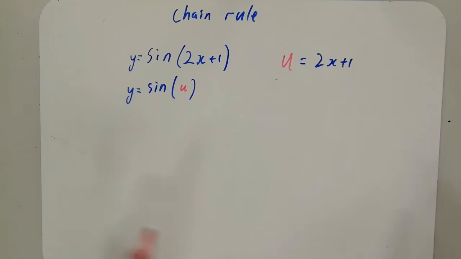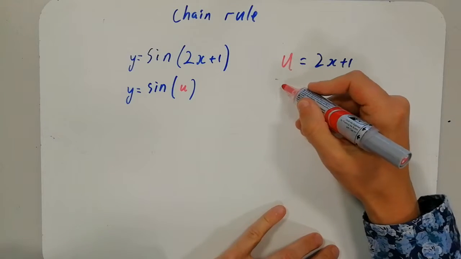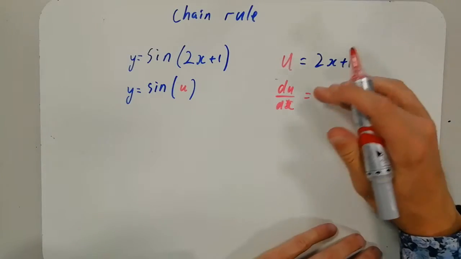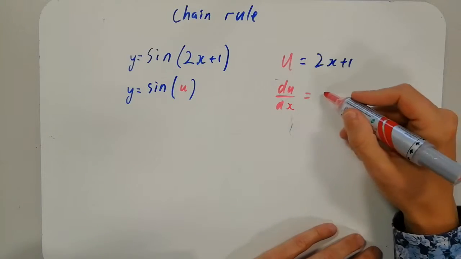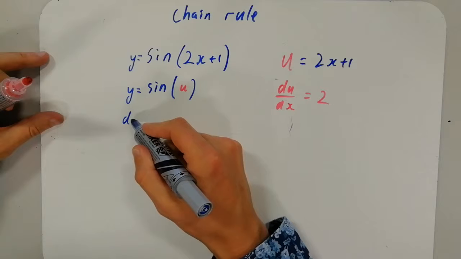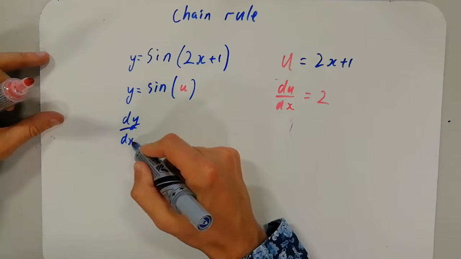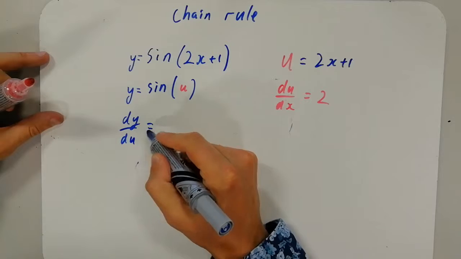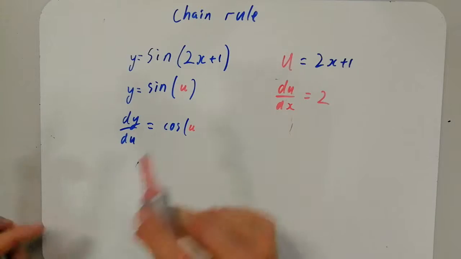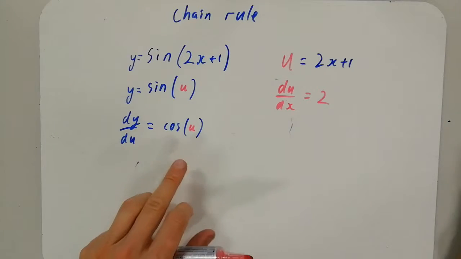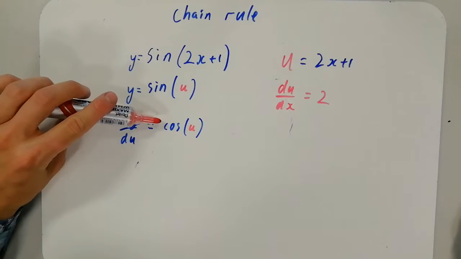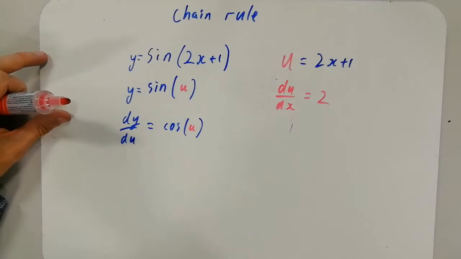What we can say is, I know how to differentiate u with respect to x. That's easy enough. That's going to be 2. And I also know from over here how to differentiate y with respect to u. That's just going to be cos u. But remember, u is just some dummy variable that we've made up. We don't actually know what dy dx is yet.